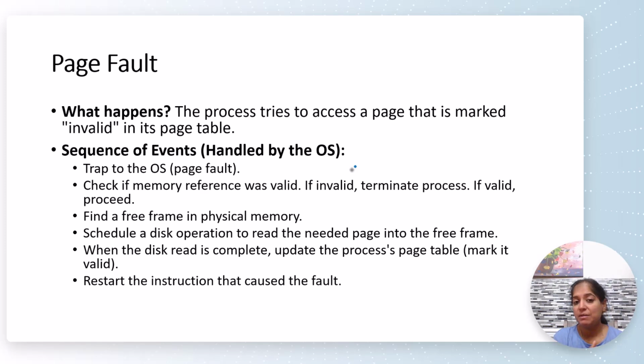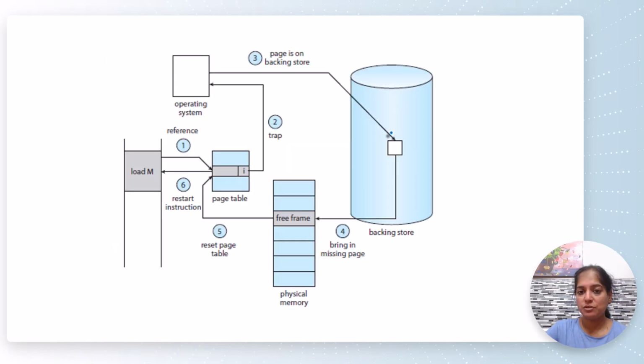It will check if the memory reference was valid. If it was invalid, it will terminate the process. If valid, it will proceed. It will find a free frame in physical memory. Then it will schedule a disk operation to read the needed page into the free frame. When the disk read is complete, it updates the process's page table and marks it valid from invalid. Then it restarts the instruction which caused the page fault.